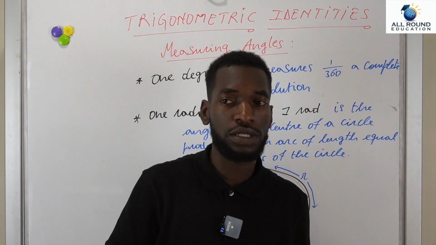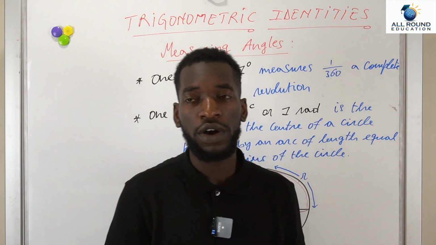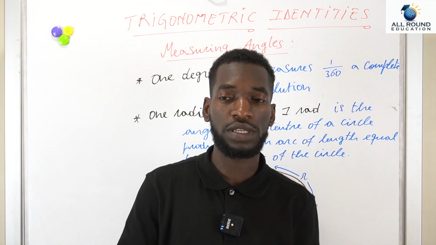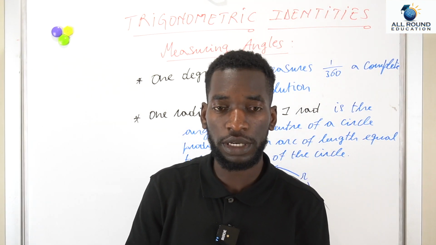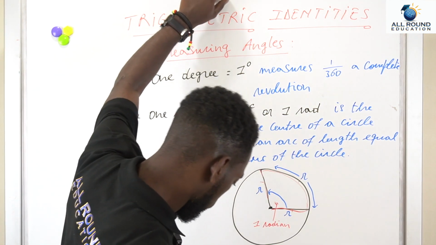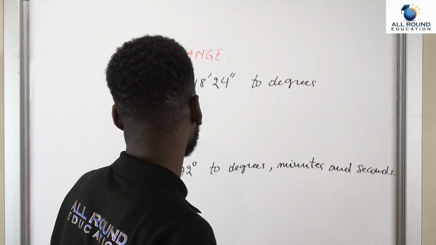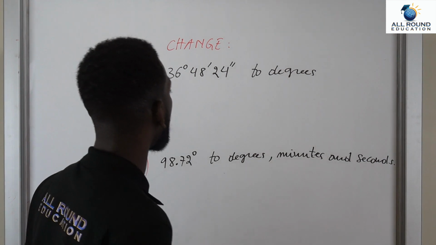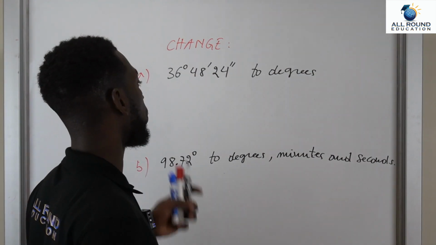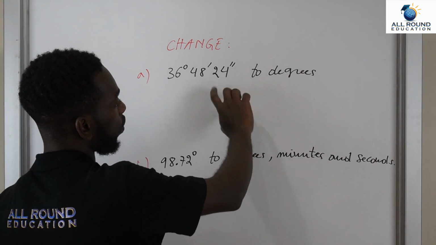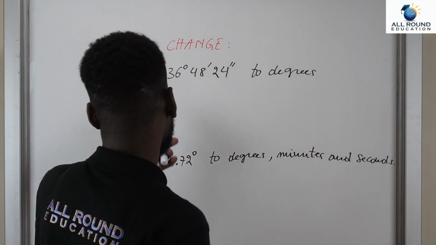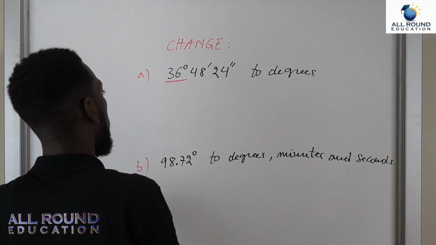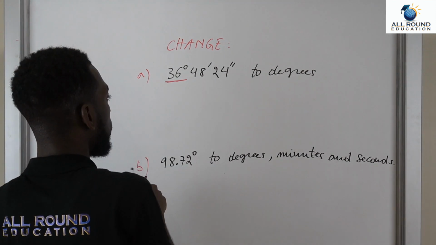Now let's move on to see a few questions on how you can convert from degrees to minutes, or from minutes to seconds. I'm pretty sure you're familiar with this, but let's have a look. The first question is 36 degrees 48 minutes and 24 seconds. The question is asking us to convert this to degrees. The first part is already fixed, we have 36 degrees, but we need to convert 48 minutes and 24 seconds.